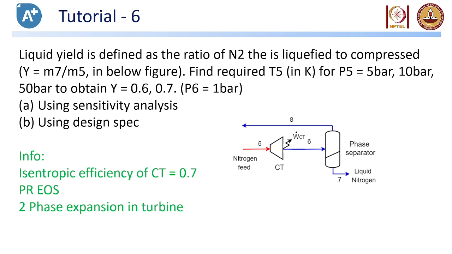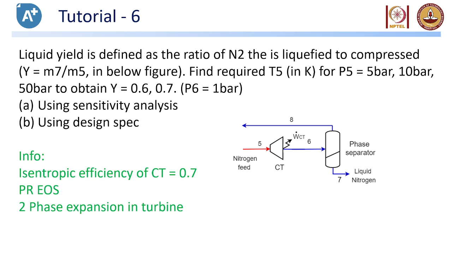So others, just try solving this question. I'll just repeat it. The feed, which is stream 5, has a flow rate of 1 kg per second of nitrogen at 100 Kelvin and 5 bar. It is expanded through a turbine which has an efficiency of 70%. Use a two-phase expander. Use Peng-Robinson equation of state. Here we are only dealing with nitrogen just for the sake of simplicity, only for today's class.